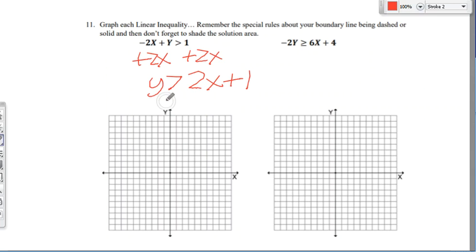So when we graph this here using slope-intercept form, once it's in slope-intercept form, we know that it's going to cross the y-axis at 1. The slope is 2 over 1, so that would be up 2 to the right 1. We need to make sure that we do a dashed line here.